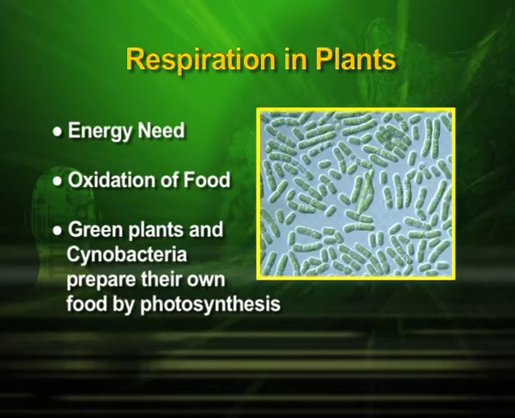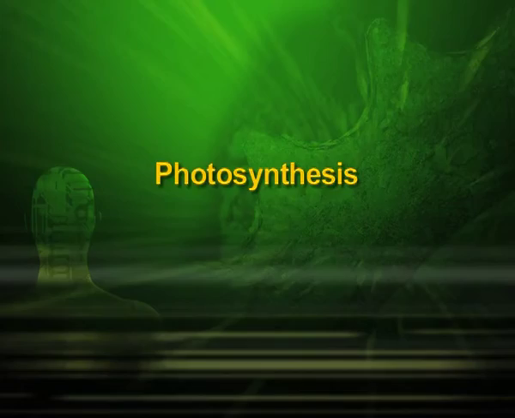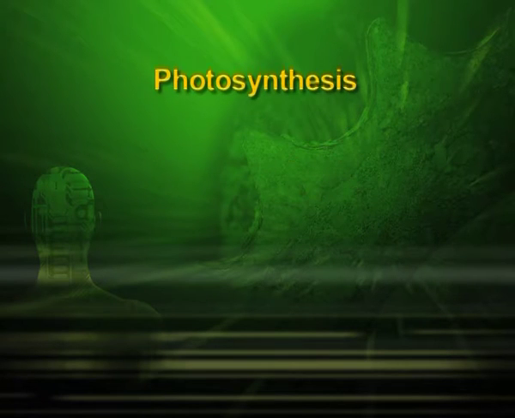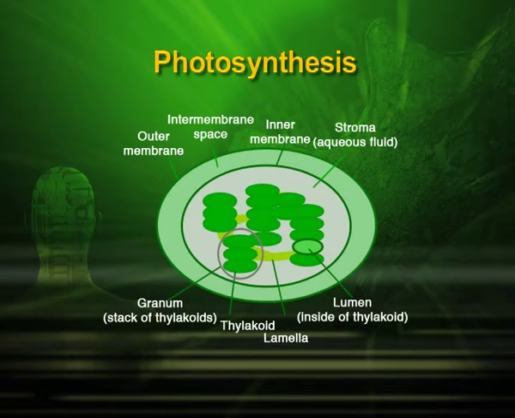We know that green plants and cyanobacteria prepare their own food by photosynthesis. You can see some cyanobacteria in the slide. We proceed forward with photosynthesis. Why am I touching part of photosynthesis here? To make you understand from where we got the substrate for oxidation. What do I mean by substrate?